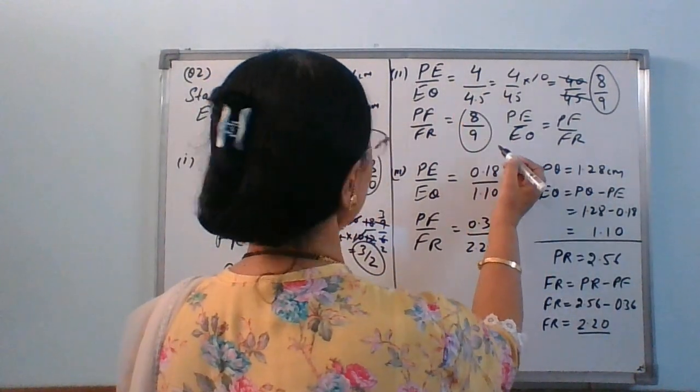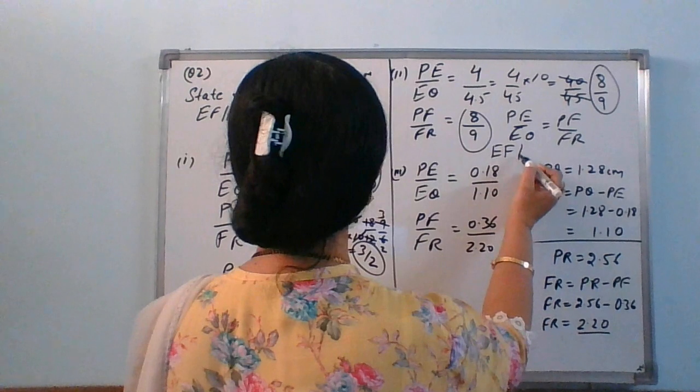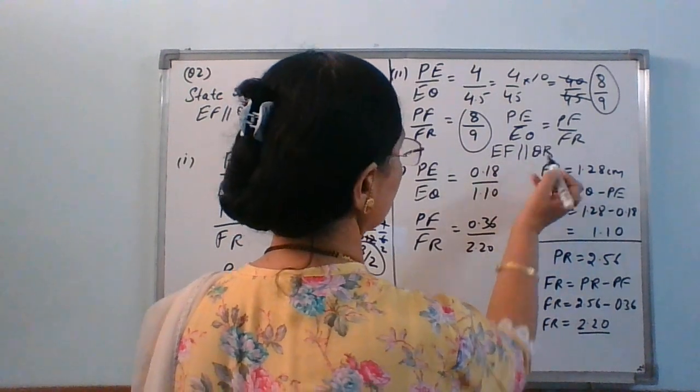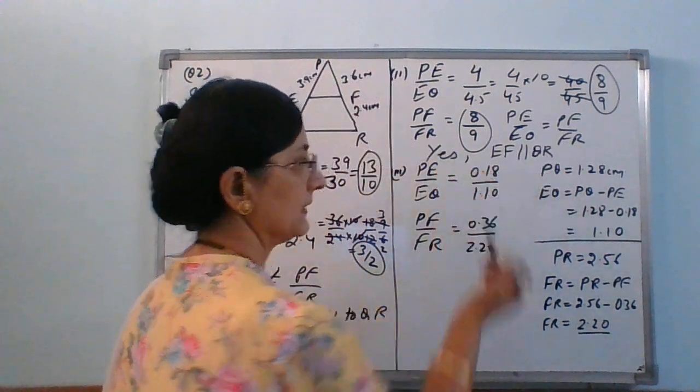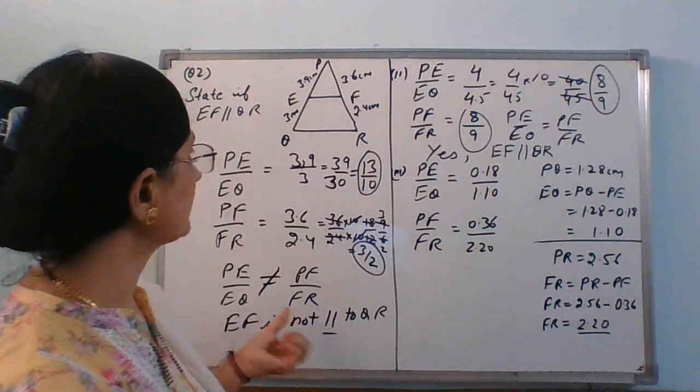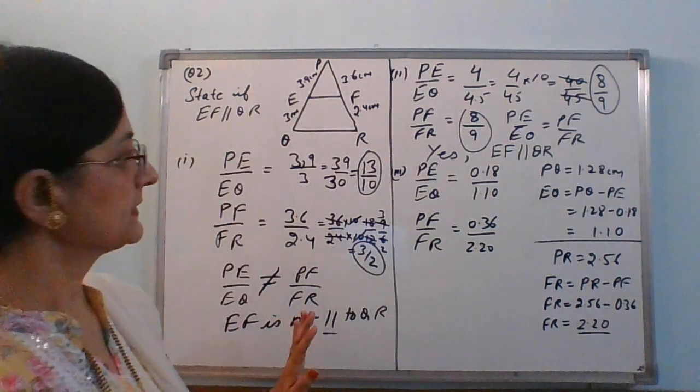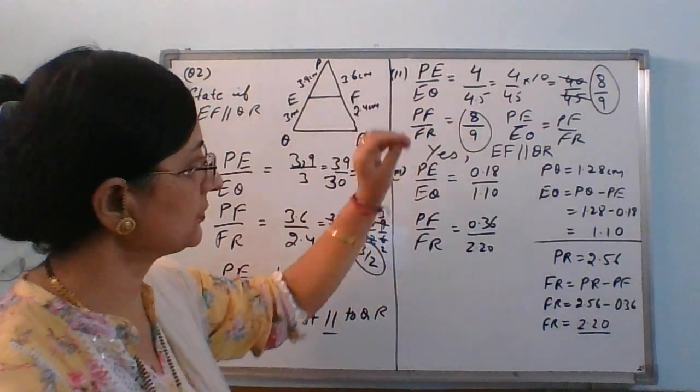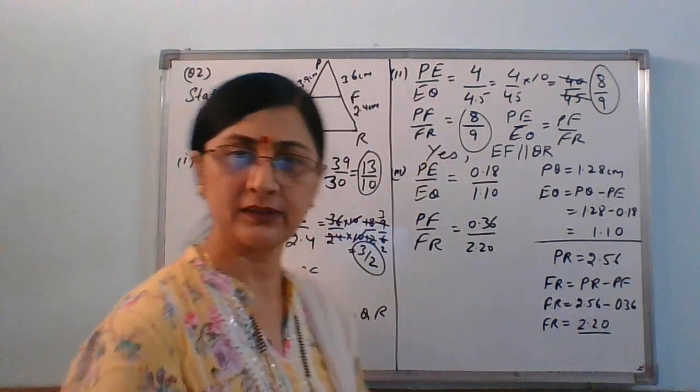So here we will say that yes, EF is parallel to QR, right? In the first case, EF was not parallel to QR because the sides were not in ratio. Here the sides are in ratio, so EF is parallel to QR. Now let us check the third part.